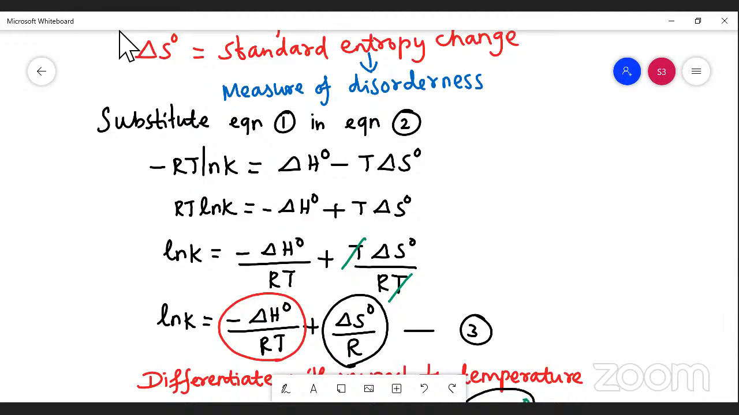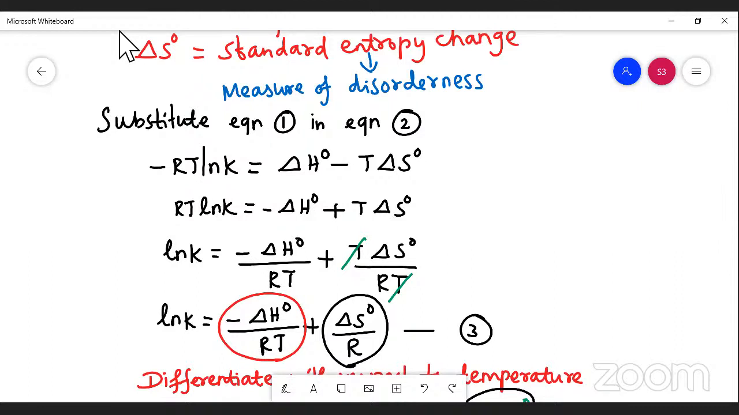Next, on the whole equation, we are dividing with the minus sign. So RT ln K will be equal to minus del H naught plus T del S naught. And next step, we are taking RT to the other side. So ln K will be equal to minus del H naught divided by RT plus, here T has cancelled, and you will get del S naught divided by R.